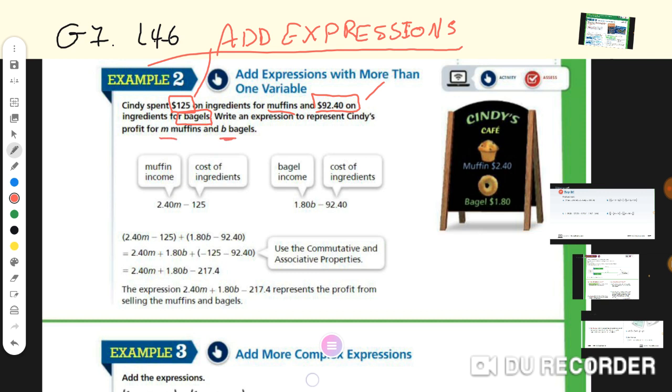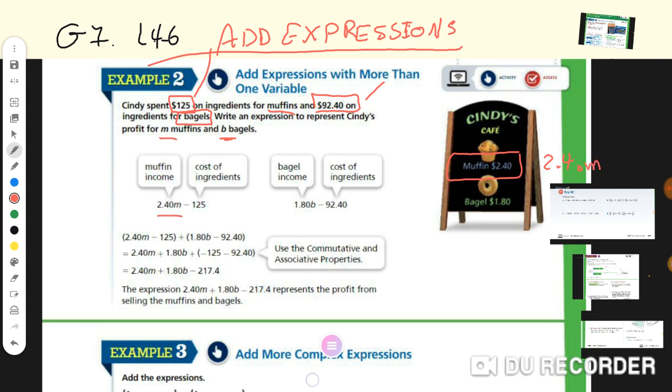m muffins means the number of muffins. So how many muffins she spent on ingredients, this amount of money, how much will she need to recover? But to know the exact profit, we have to know the number of what she sold. So in the beginning, for muffins, she sells at 2.4 multiplied by how many muffins? It's m.